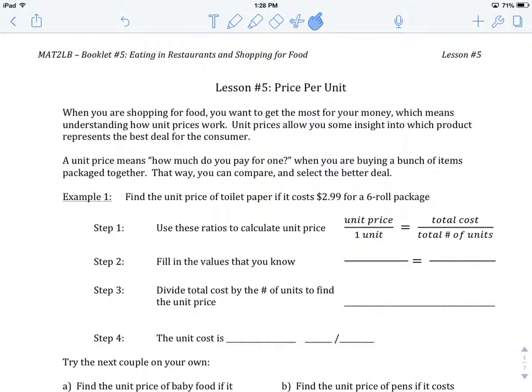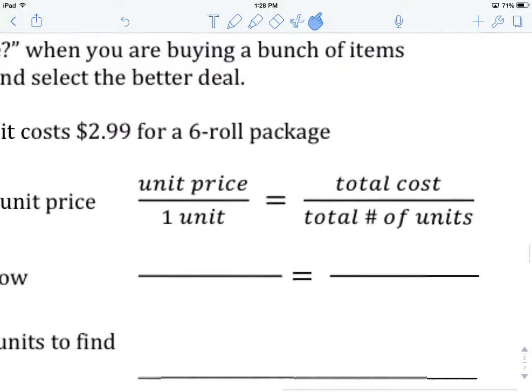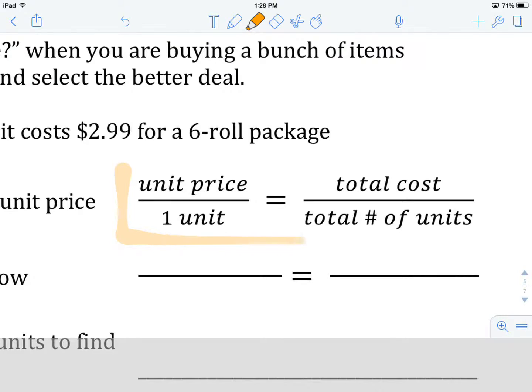That leads us to step number 1, which is to use the following ratios to calculate unit price. I've outlined them here. Again, let's put a little box around it so you can see what I'm talking about. To find the unit price, you want to take the unit price divided by the number of units. And if we're talking about 1 unit, then we're talking about 1, equals another ratio, which is the total cost over the total number of units.